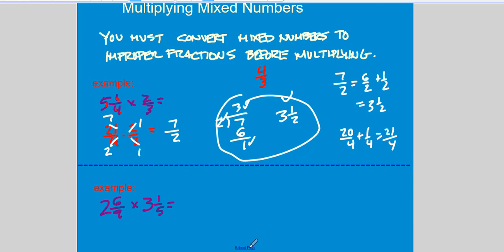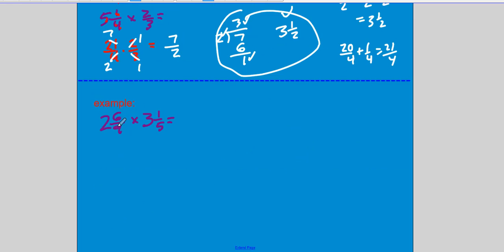Alright, so the next example, actually before I get started here, I could reduce that. 6/9 is 2/3, so I'm going to write this as 2 2/3 times 3 1/5. Again, to convert a mixed number to a fraction, I go 2 times 3 plus 2, 2 times 3 is 6, plus 2 is 8, so that's 8/3. For 3 1/5, 3 times 5 is 15 plus 1 is 16 over 5. Unfortunately I can't reduce anything here, so I have to multiply 16 times 8, which is 128. So that's 128 over 15.